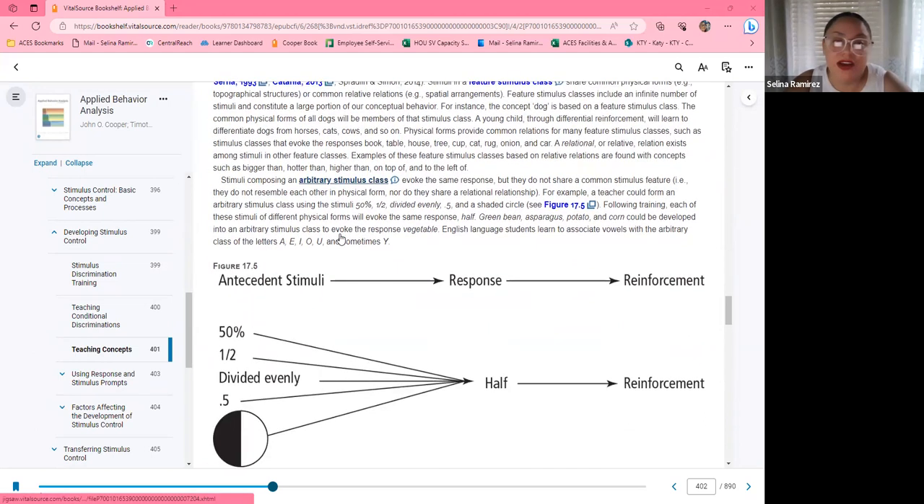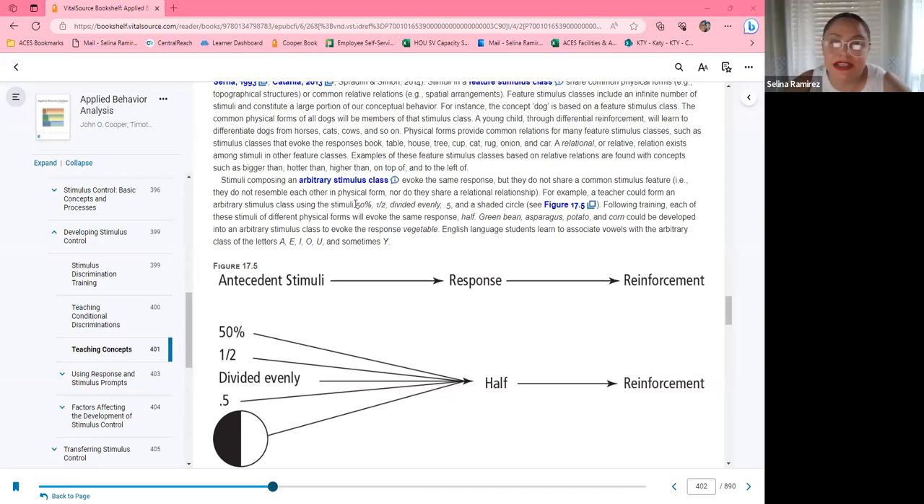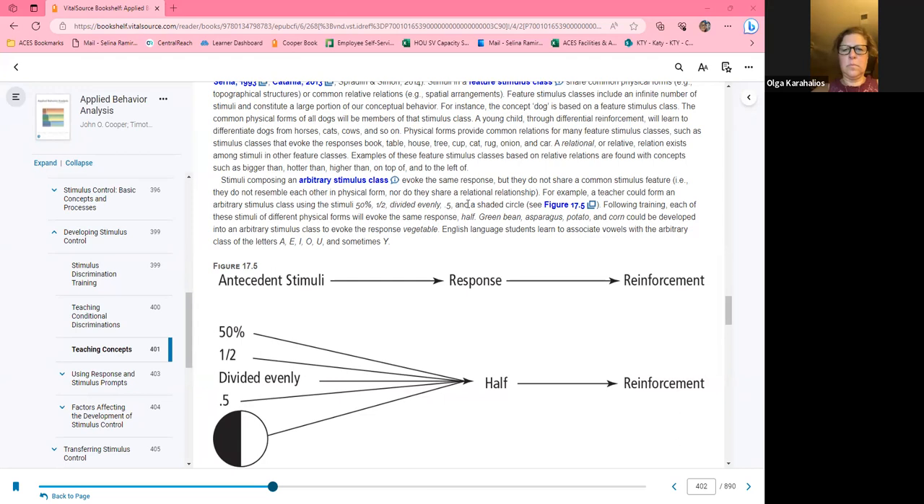Okay, let's talk about arbitrary stimulus class. They evoke the same response, but they do not share a common stimulus feature. For example, they do not resemble each other in physical form, nor do they share a relationship. A teacher could form an arbitrary stimulus class by using 50%, half, divided evenly, or 0.5, and a shaded circle.